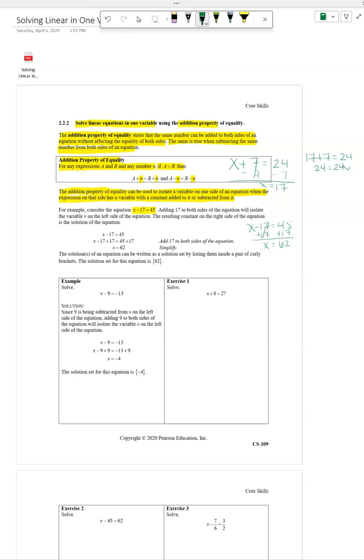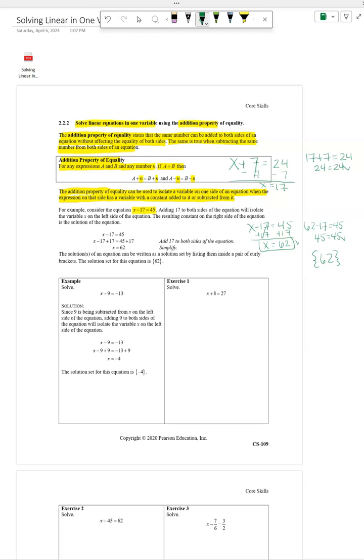And then we would check it. We would say 62 minus 17 should equal 45. Does it? Well, it does. So 45 equals 45, and we're golden. And then I always just box that, tick it so I know that it's good, and then I write it in my solution set. So that's how you do it, really. That's all there is to it with the addition or subtraction property.